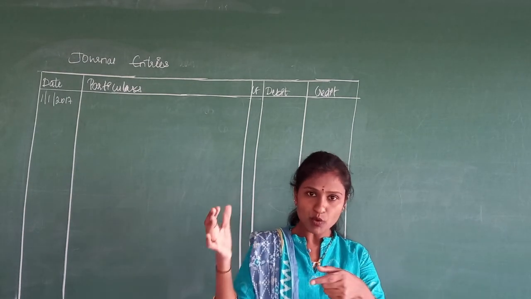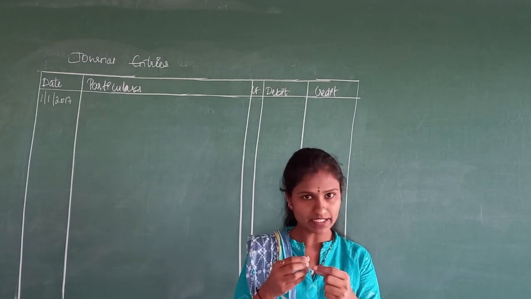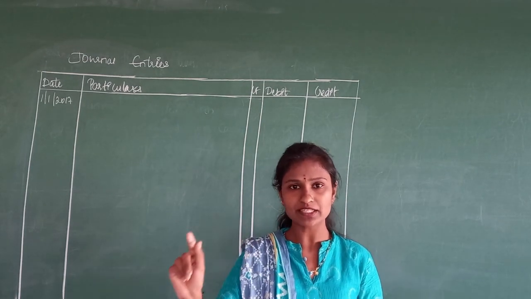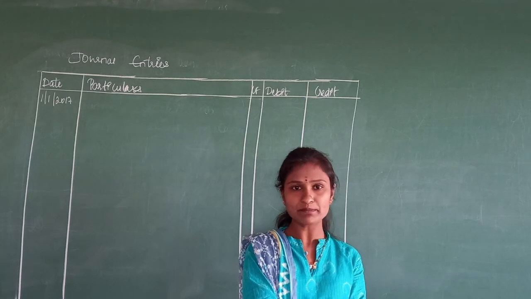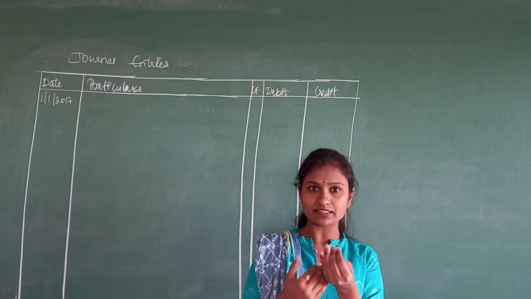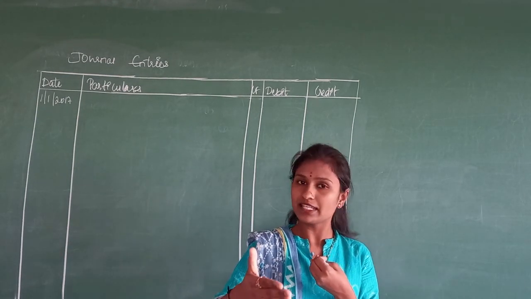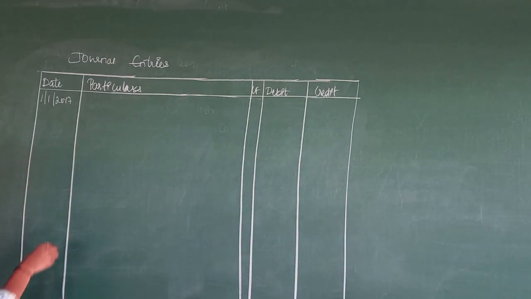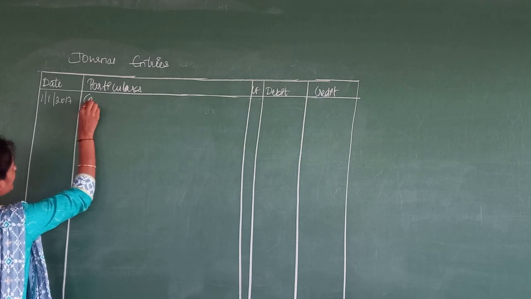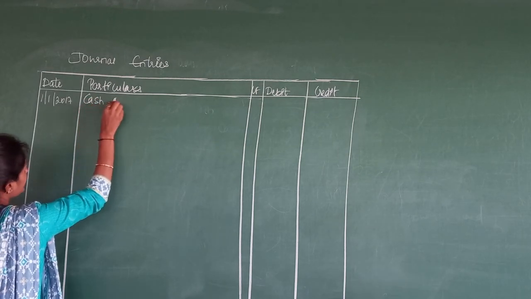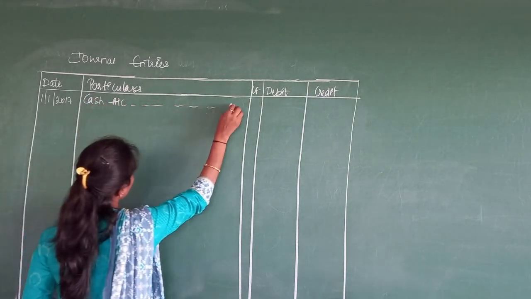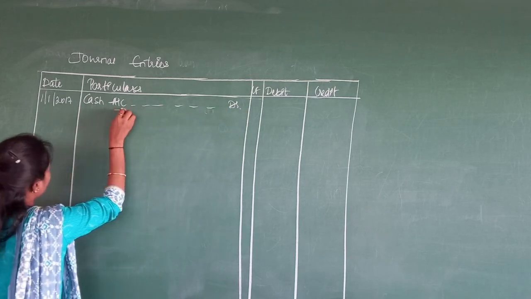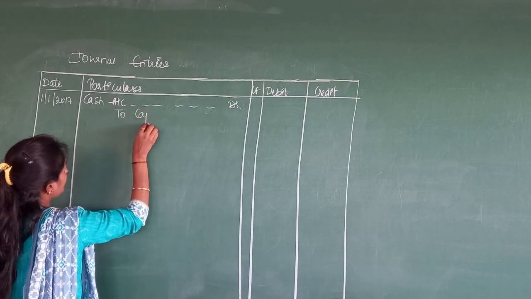Now what is the business getting? We are getting cash. Business started with cash, so cash is coming into the business. Who is giving it? It is capital. So debit the receiver, credit the giver, normally. So we are receiving what? We are receiving cash. So we will write here: cash account debit to capital account.